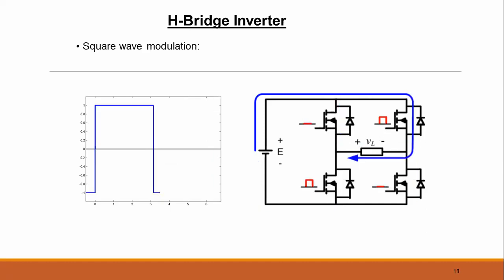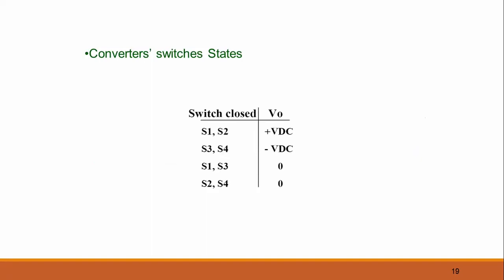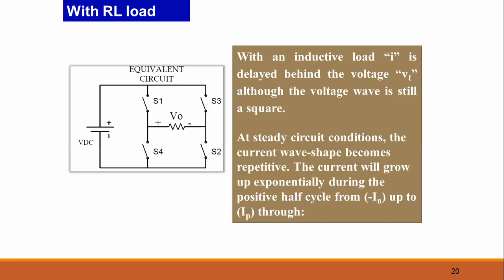And this is the case for the inductive load. When the load is inductive, this type of circuit is used and this type of output waveform is observed over here. If switches S1 and S2 are closed, we are getting positive voltage. When S3 and S4 are closed, we are getting a negative DC voltage. And for other cases, we will get 0 DC voltage.